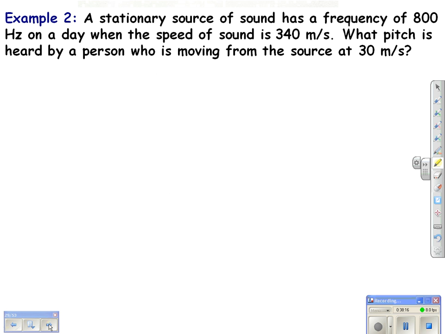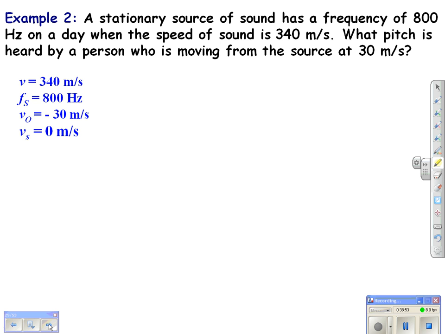A stationary source of sound has a frequency of 800 hertz on a day when the speed of sound is 340 meters per second. What pitch is heard by a person who is moving from the source at 30 meters per second? All right. What's moving? The person or the observer, the listener. And what's happening with the source? It's stationary, which means it is sitting still. So its velocity is going to be 0.